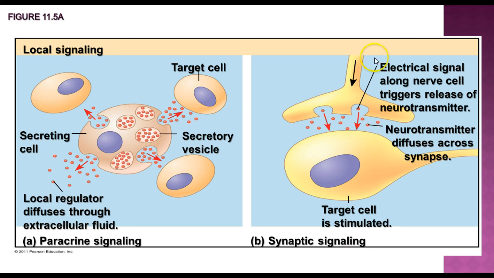The electrical signal that travels along the neuron stimulates the release of the neurotransmitter, which then diffuses across the synapse to the adjacent cell, which has the receptors for it. A lot of drugs work by inhibiting some of this or enhancing some of this release of neurotransmitters.